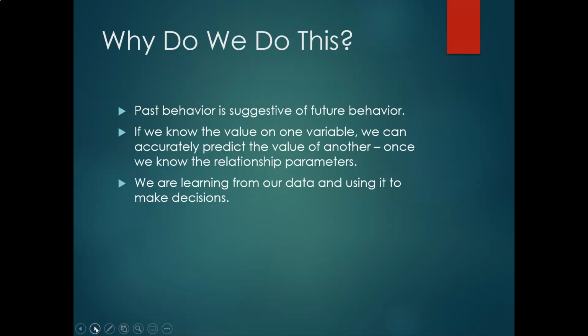So why do we do this? Past behavior is suggestive of future behavior. It's often very suggestive of future behavior. That's when we can look at the relationship between variables in past data sets and make fairly accurate predictions, depending, of course, on the nature of those variables, as to what they're going to look like in future data sets. If you've read Siegel, he talks about how human behavior is actually surprisingly predictable, maybe not necessarily on an individual level, but as a group, or it could even be predictable on an individual level. So if we know the value of one variable, we can accurately predict the value of another variable once we know the relationship between those two variables. So we're learning from our past data and we're using it to make decisions.